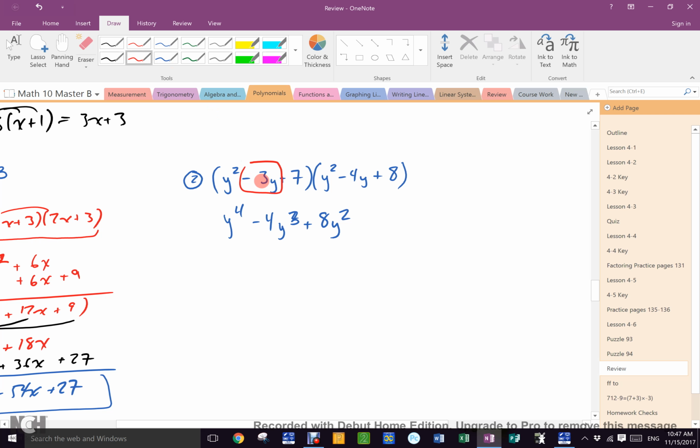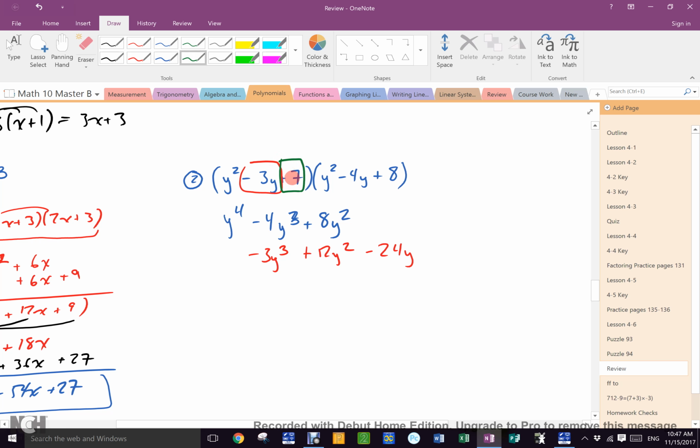Now this guy is negative, right? So when he hits this positive, what wins? So it's negative 3y cubed, and I keep the cubes together. When this negative hits this negative, what happens? Positive 12y squared, and when this negative hits this positive, what happens? Negative 24y.